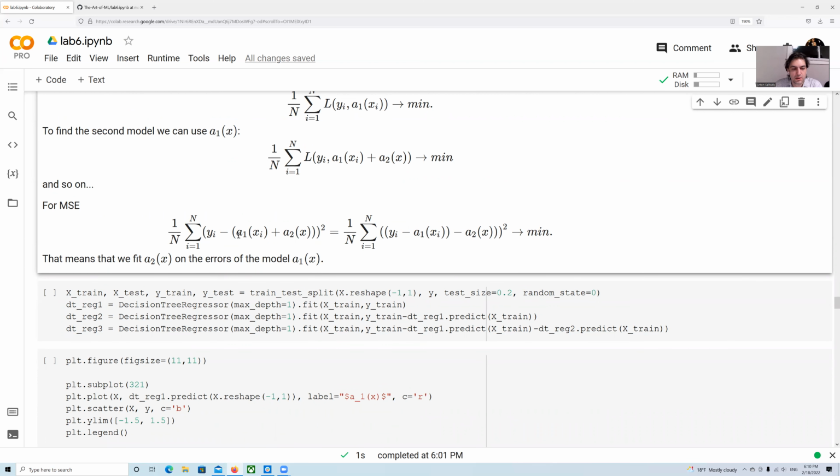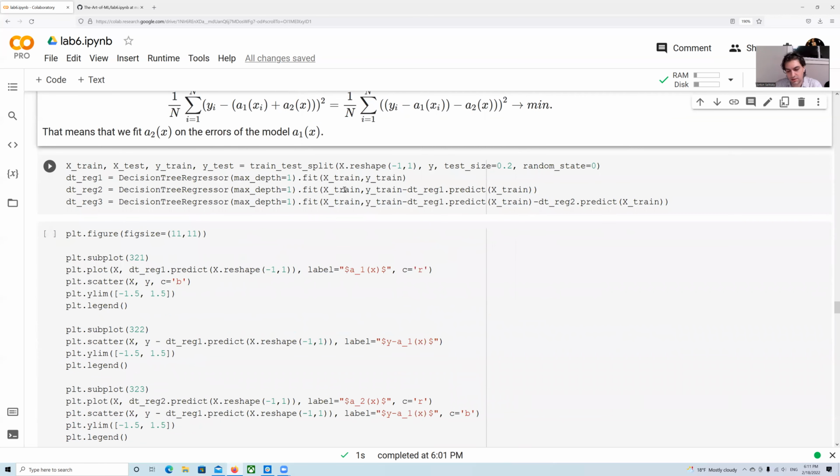So if our model contains for now only two simple models, A1 and A2, let's group these summands in a different way. Let's subtract from the target the prediction of the first model, and then subtract the prediction of the second model. It's easy to see that the second model tries to minimize the errors of the first model, because target minus the prediction of the first model is the error of the first model.